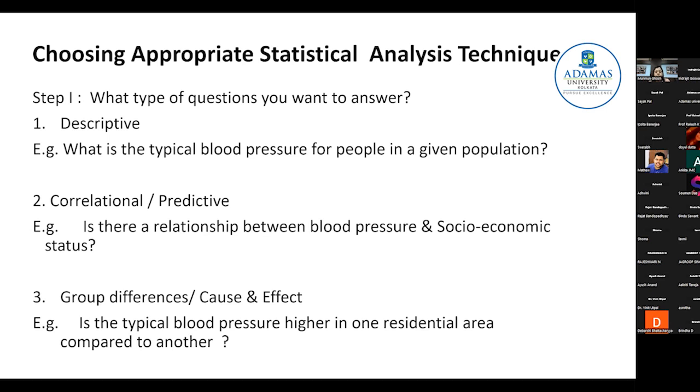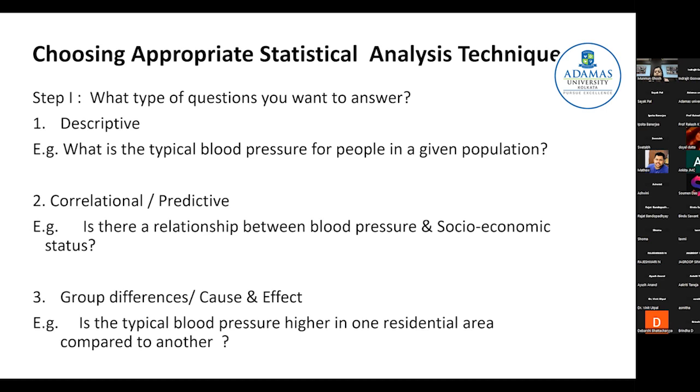If you want to understand the relationship between two variables, for example whether blood pressure has any impact on, or any relation with, the socioeconomic status of the people, then you can go ahead with predictive analytics.